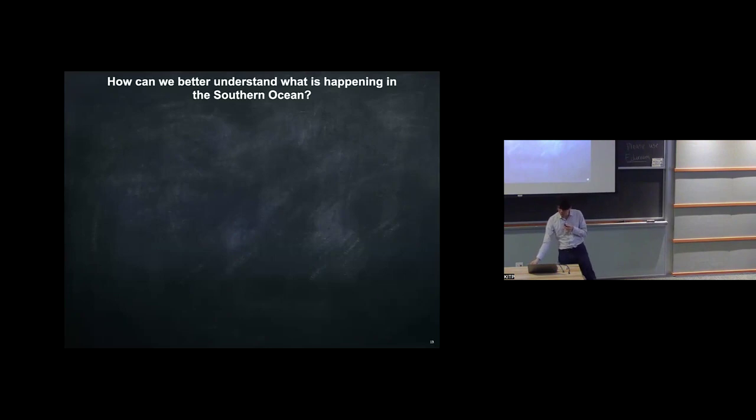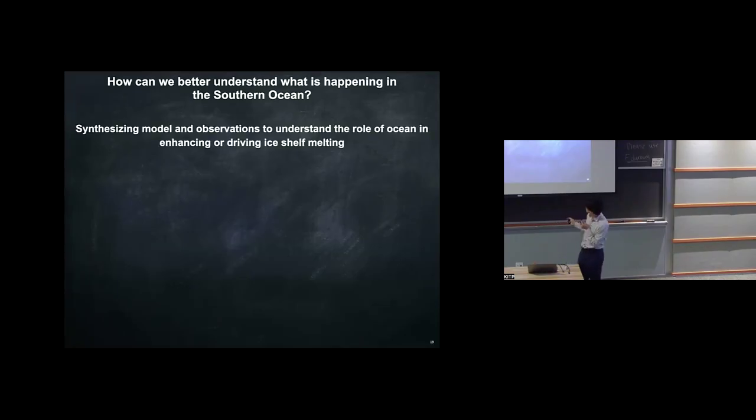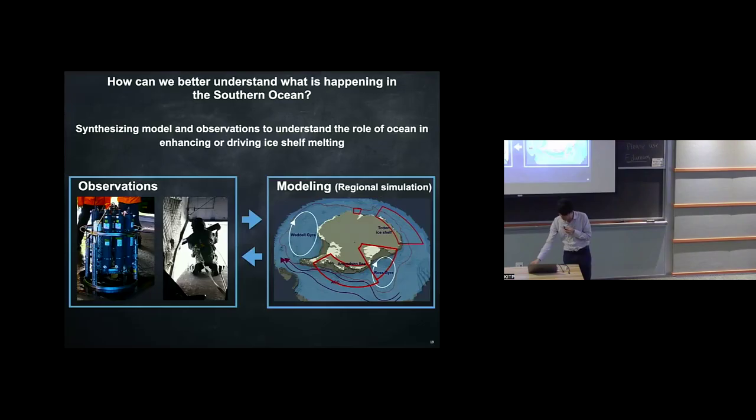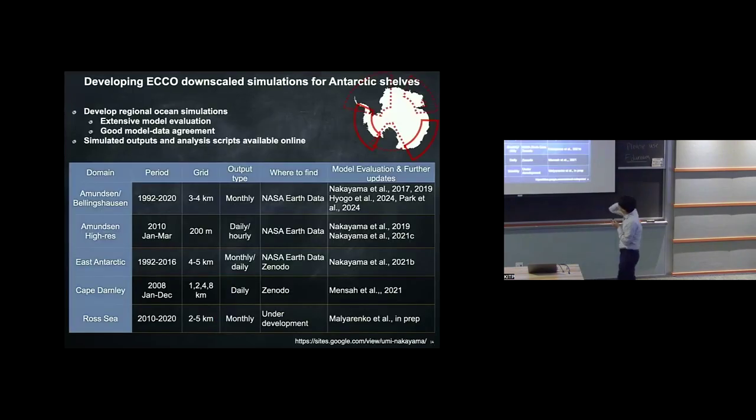However, it's quite difficult to understand what's going on in these regions. So in our group, we try to combine both observation and modeling to tackle these questions about what's happening in the Southern Ocean. And I'll talk a little bit about the observation and modeling things that we are working on today. So what we are doing is developing different regional simulations. We develop ECCO downscaled regional simulations. And we do this because we really care about model-data agreement, because we want to explain what's being observed and what is the driver for the observed changes.